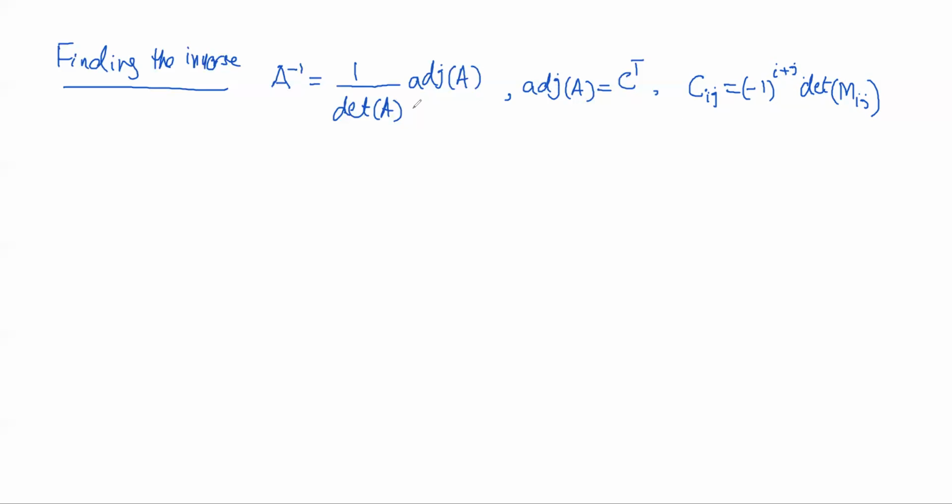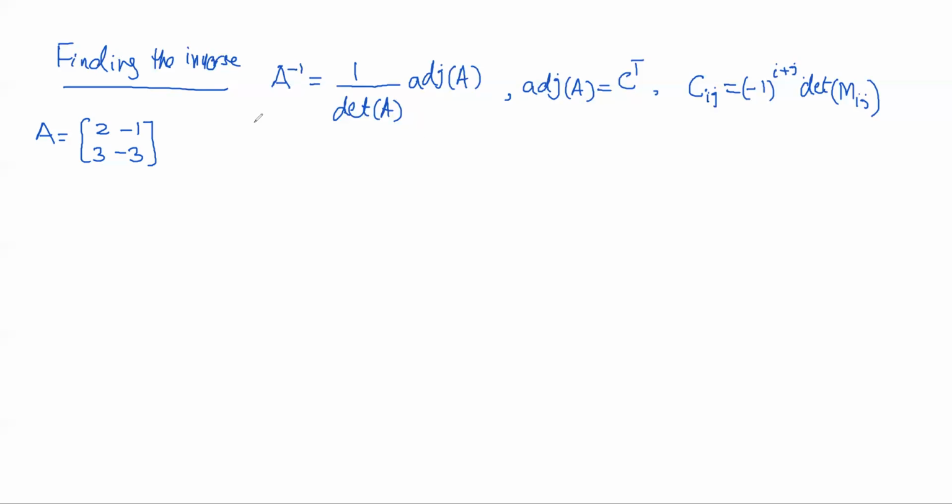Okay, so let's apply this formula to a simple case. A is equal to 2, -1, 3, -3. Suppose we want to find the inverse of this matrix. Of course, there is a much simpler method for finding the inverse of this matrix, which we already know, but now we want to find it using the determinant and the adjoint matrix. So let's apply that rule.